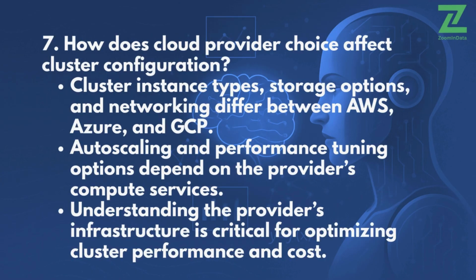How does cloud provider choice affect cluster configuration? Cluster instance types, storage options, and networking differ between AWS, Azure, and GCP. Autoscaling and performance tuning options depend on the provider's compute services. Understanding the provider's infrastructure is critical for optimizing cluster performance and cost.